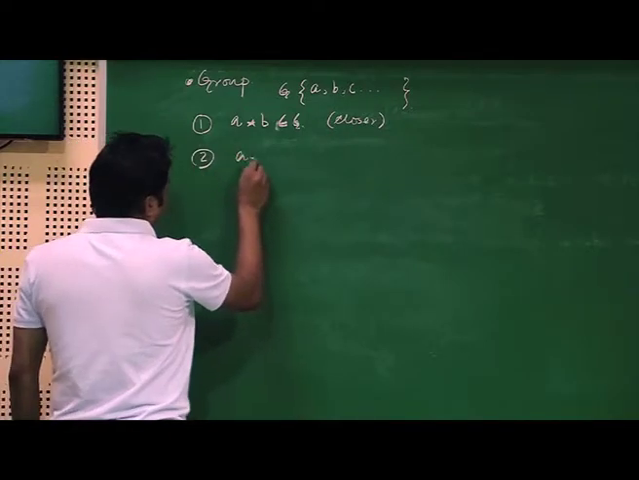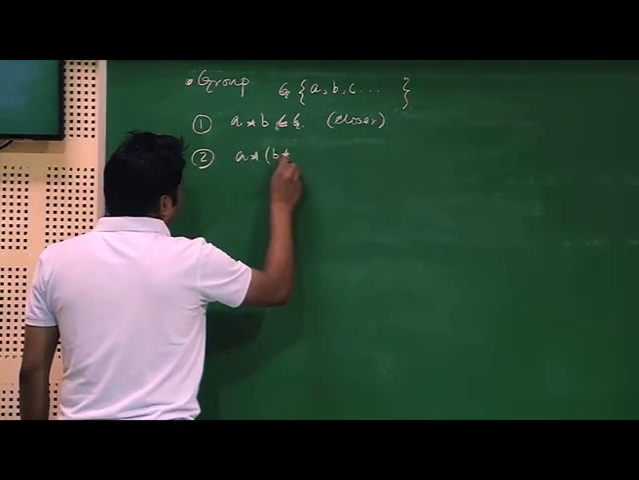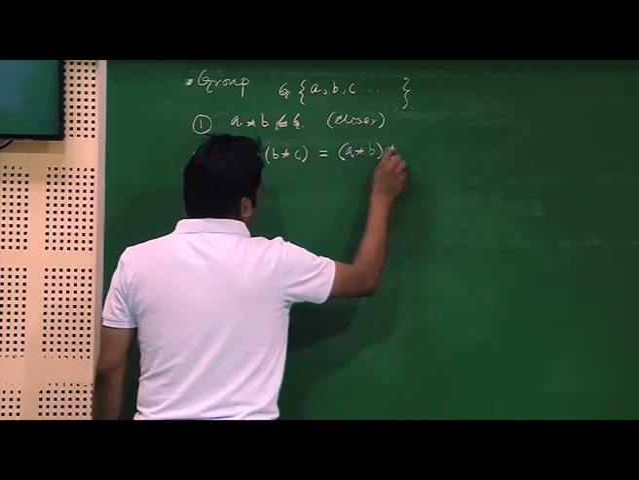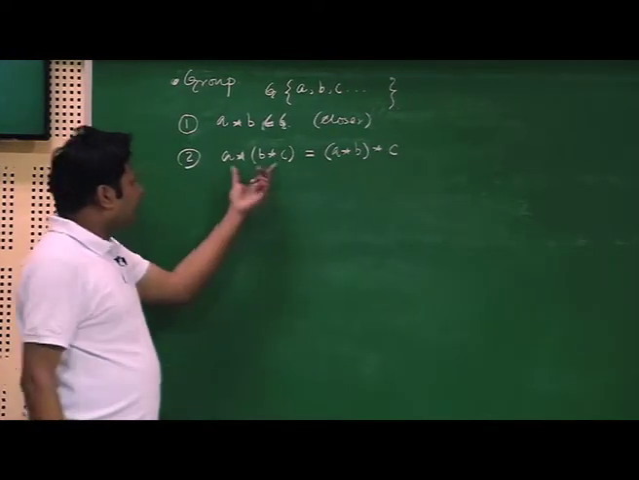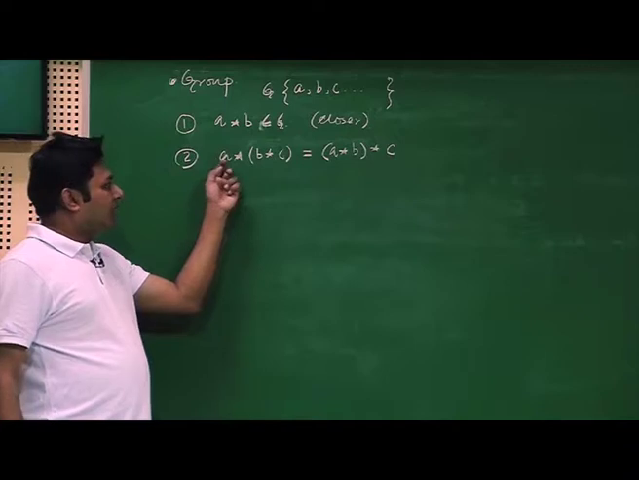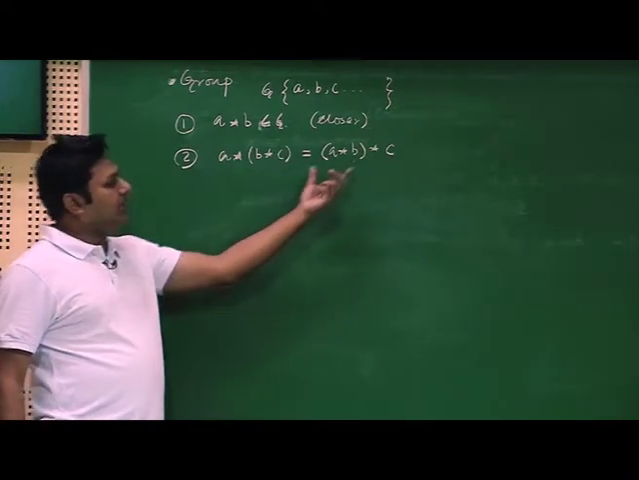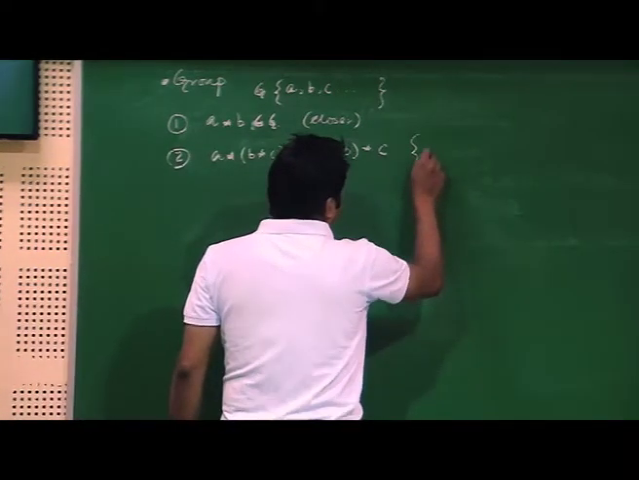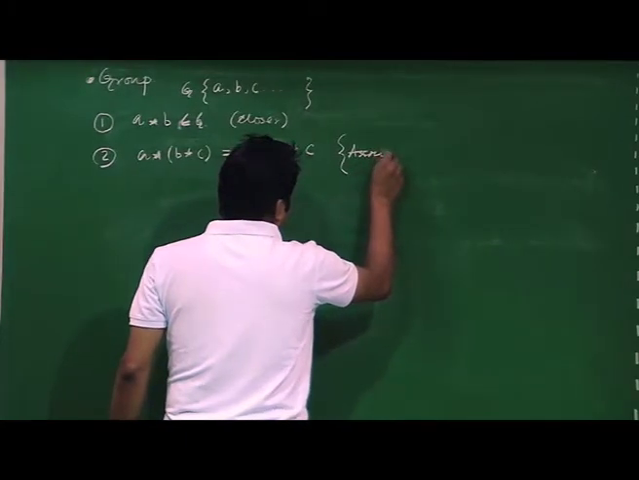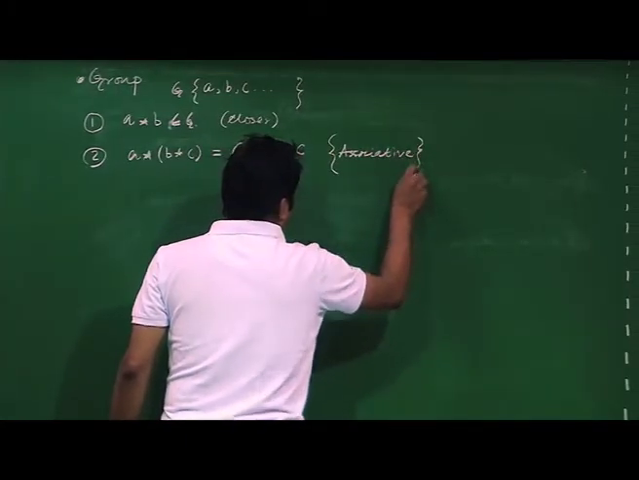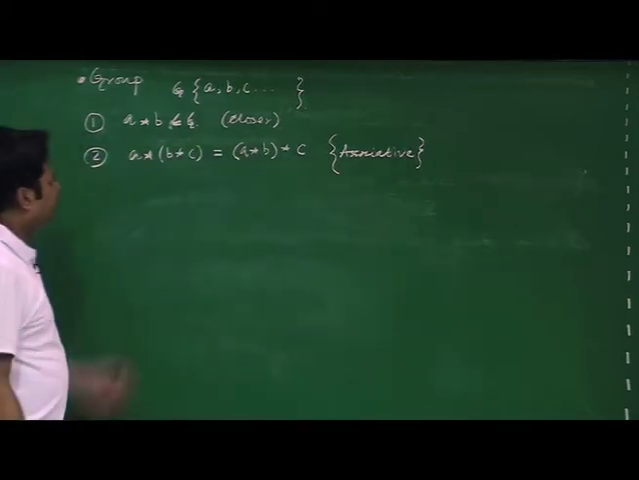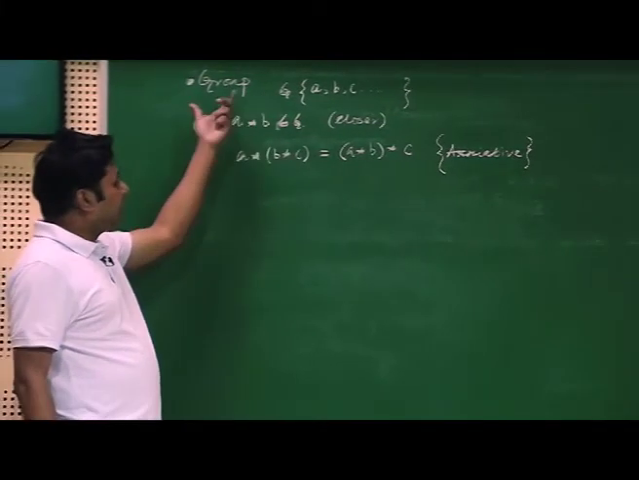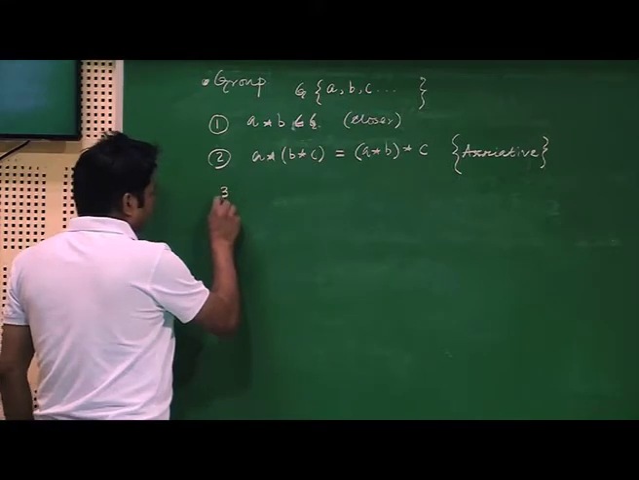Second, A star B star C is equal to A star B star C, meaning (A star B) star C equals A star (B star C). So, I first operate B and C and then operate that quantity with A. This is the same thing as operating A and B first and then operating with C. This is called associative. So, the first one is closure, the second one is associative. These two rules have to be followed by G if it forms a group. Anyway, there are other rules also.